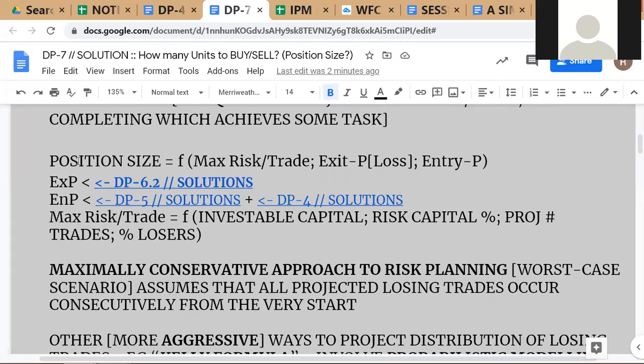But as you can see here in this formulation, when you want to arrive at position size, what is actually important is the maximum risk per trade and these two estimates. And estimating this involves certain assumptions about how many losing trades are going to happen and how they are going to be distributed in terms of their runs. So that's basically what you're doing. This dynamic does not change. That maximum risk per trade is always a function of investable capital, risk capital, projected number of trades, and the percentage of losers. All right. So that's basically the point here.